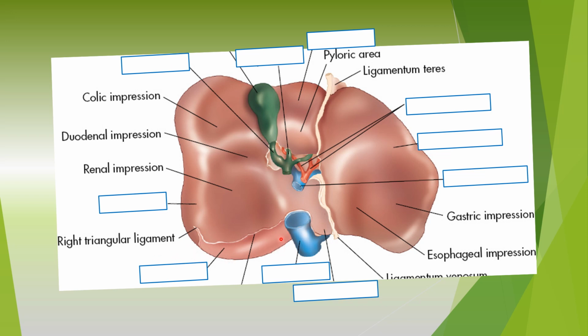And this is how it looks as seen from the underside of the liver. Over here, we've got the right lobe.